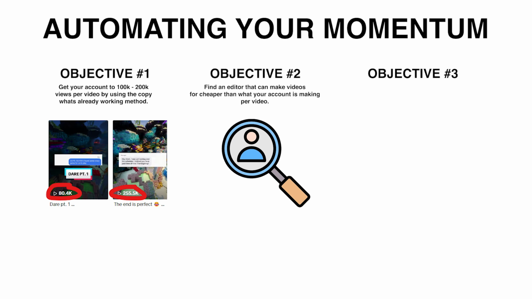And all you do once you get your account to that point is just find an editor that can make videos for cheaper than $100 to $150 per video. You explain to them your strategy so that your videos don't start lacking as you hire someone else to come and take your place. And then all you do is just collect the difference.